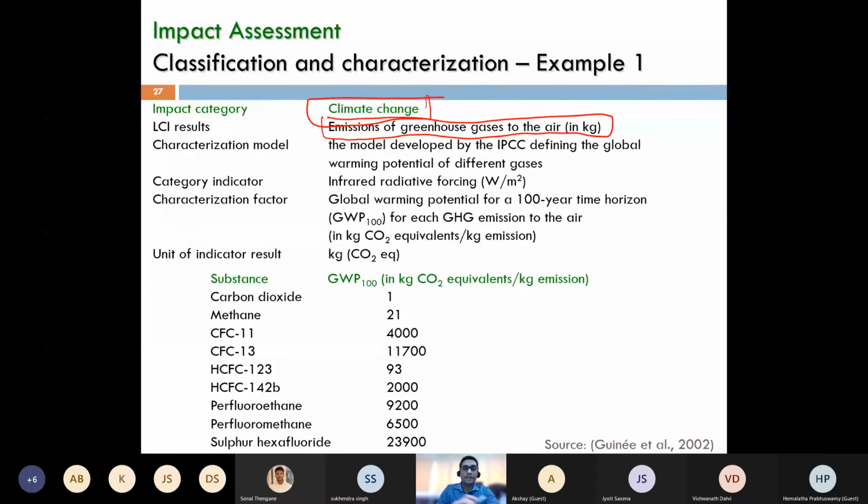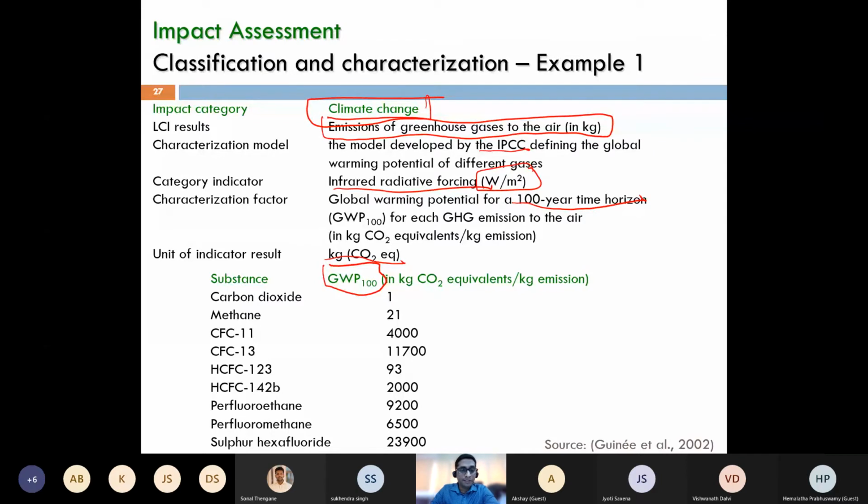What is the characterization model? It is developed by the IPCC, the Intergovernmental Panel on Climate Change. What is the indicator? It's the radiative forcing over a time period of 100 years. And the unit is kg CO2 equivalent. So what do I mean by it? I normally refer to it as GWP 100. 100 means the number of years, and it's given as CO2 equivalent.